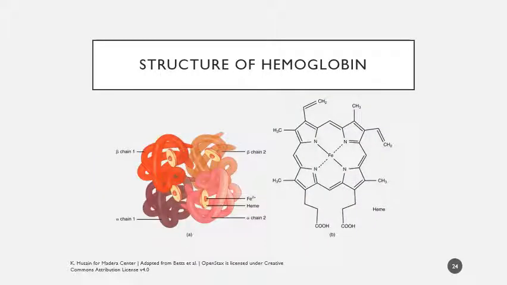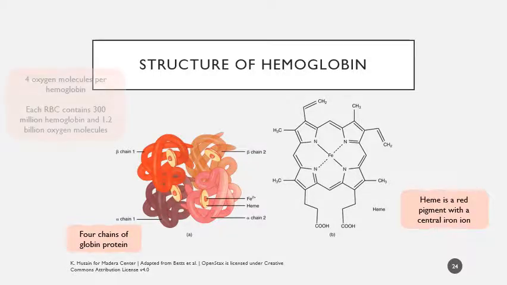When we're thinking about the structure of hemoglobin, hemoglobin is a 4-part protein. It has those 4 globin proteins with heme groups in the center. So there's these 4 chains of the globin protein. Heme is a special red pigment. That's what gives blood its red color, and it has a central iron ion in it. That iron ion, the Fe, is key for carrying oxygen.